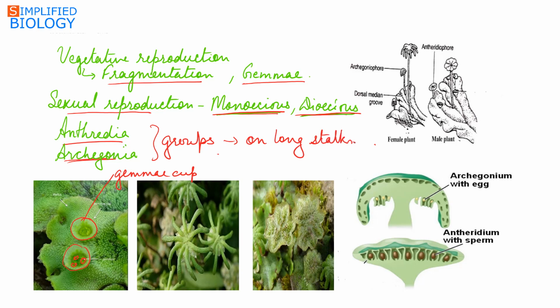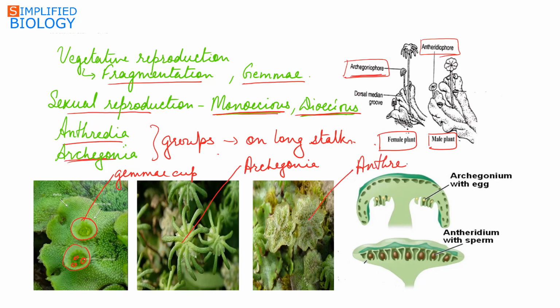Since Marchantia is dioecious, we have a female plant and a male plant. The long stalks on which the Archegonia grow are known as Archegoniophore, while the long stalks on which Antheridia grow are known as Antheridiophore. So these are a group of Archegonia growing on the Archegoniophore, while these are the groups of Antheridia growing upon the Antheridiophore.